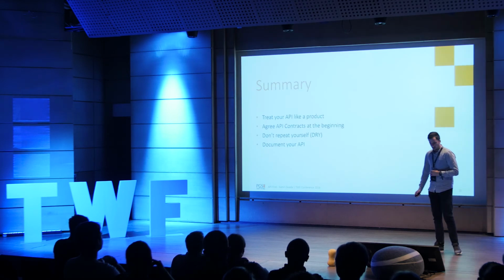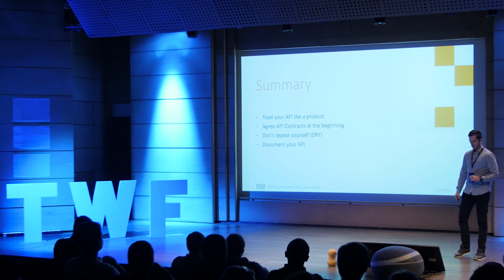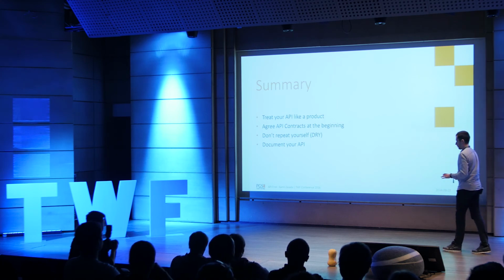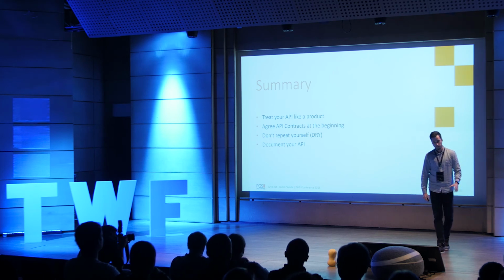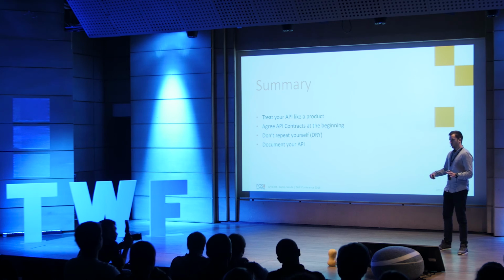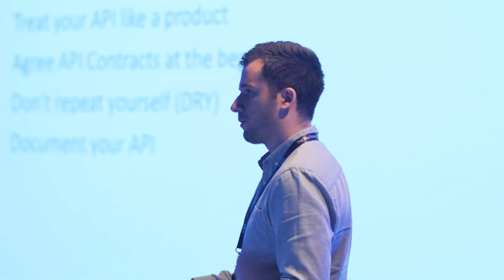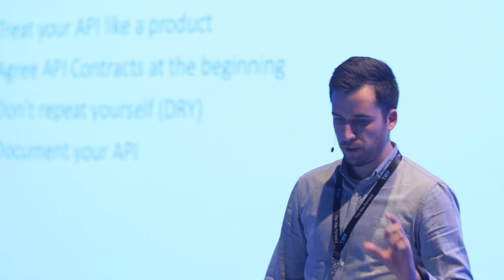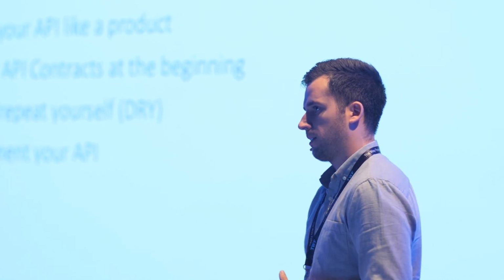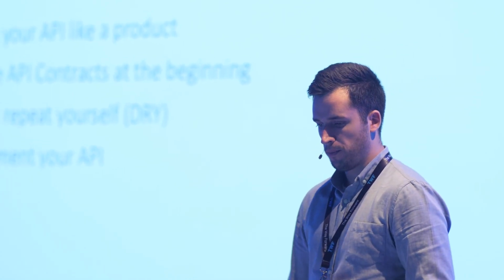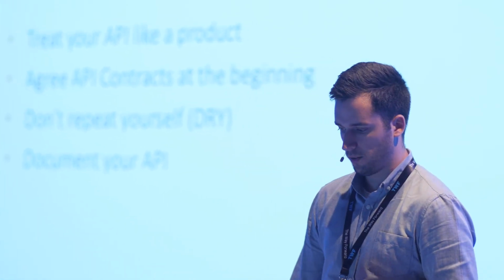So to summarize, what is the recipe for a user-friendly API? In my opinion, you should start by establishing the API contract at the very beginning of your project. Extract reusable patterns in your API so you don't repeat yourself. Don't treat your API as an addition to your work. Treat your API as a product of your work. And document your API, especially if it's available to the public.